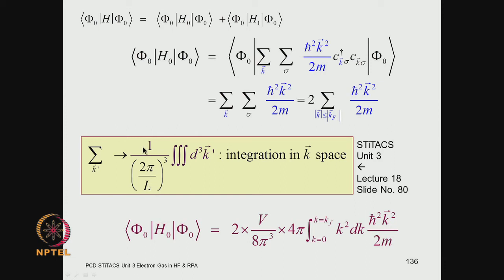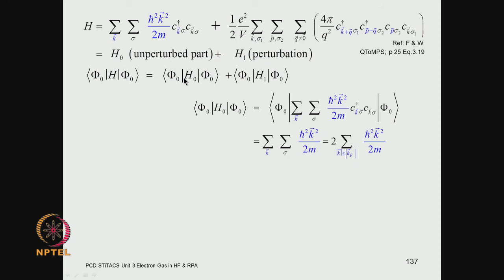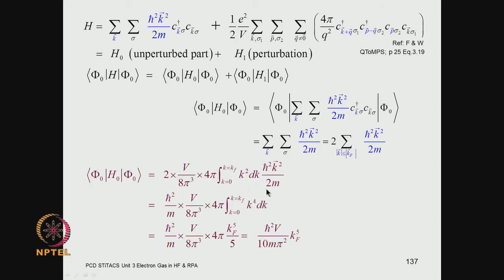So, this is the result for the expectation value of the unperturbed Hamiltonian. We now have the result for the unperturbed part of the Hamiltonian. We have this result which goes as k squared dk, with ħ²k²/2m. So, you have to integrate k to the power 4, which gives you k to the power 5. When you put in the limits k equal to 0 to kF, you get k to the power 5 for the value of k at the Fermi level, which is kF.